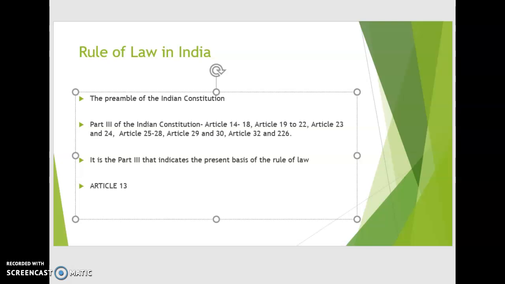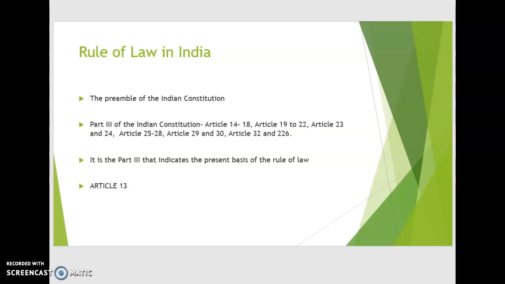As already stated, even the executive and legislature have to exercise their powers in accordance with the provisions of the Constitution. Government and public officials are also not above law. The maxim, the king can do no wrong, does not apply in India. That is to say, there is equality before the law and equal protection of laws.